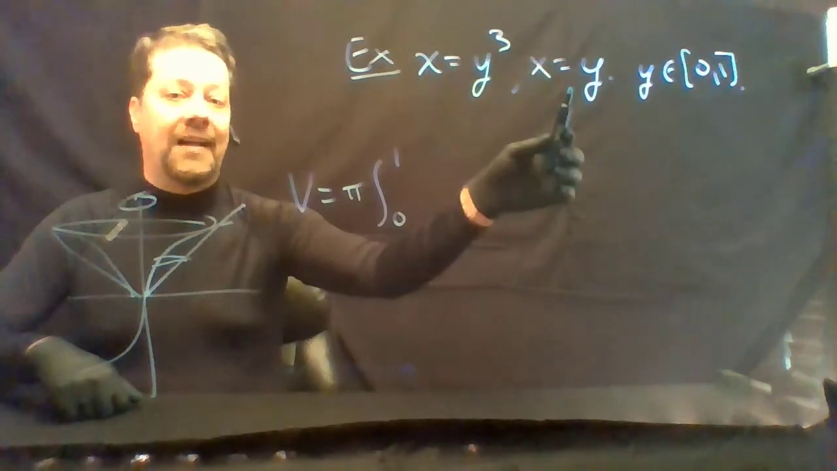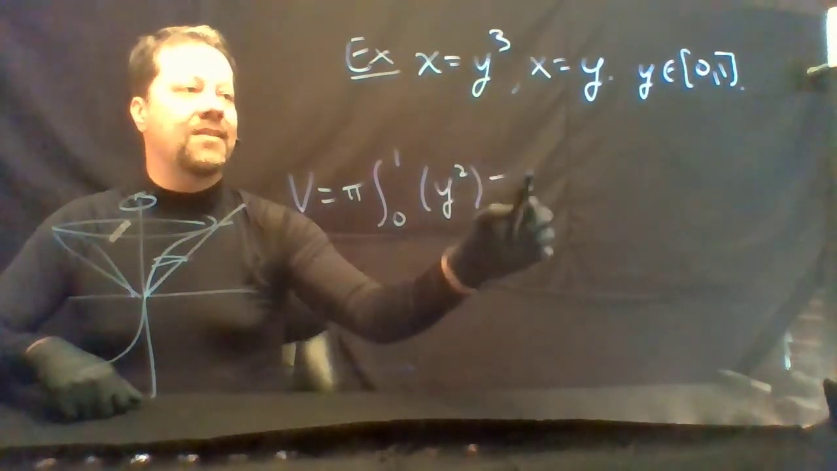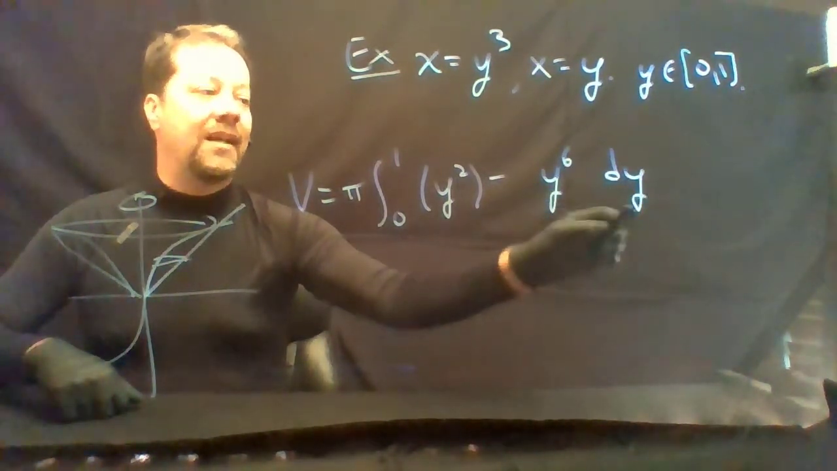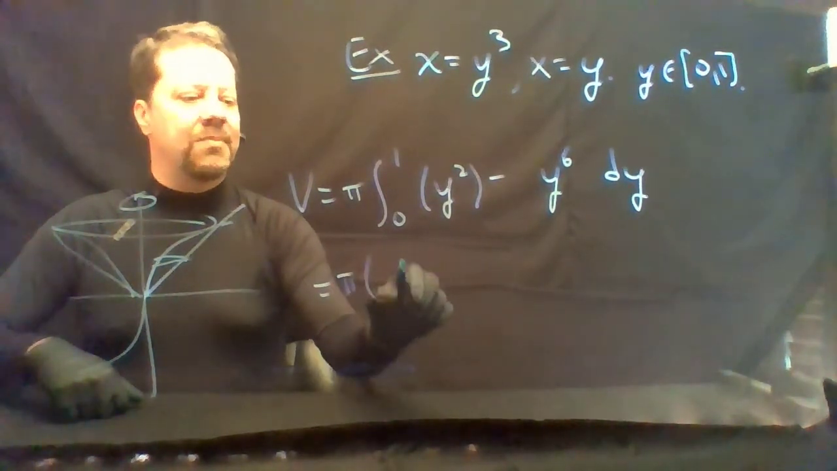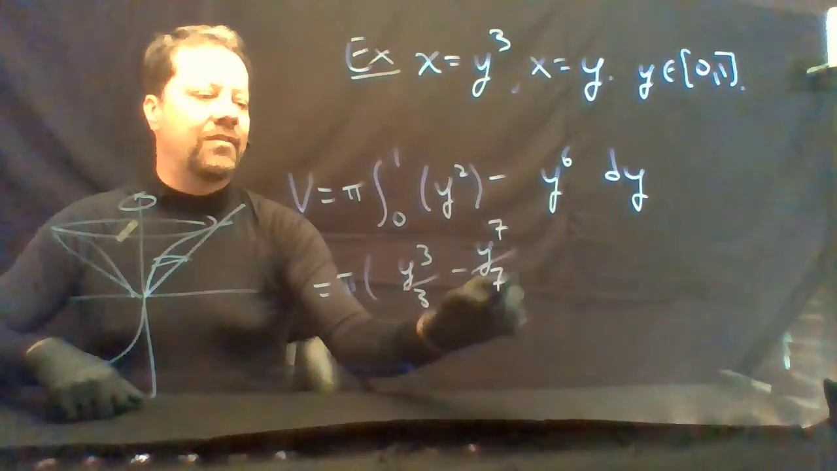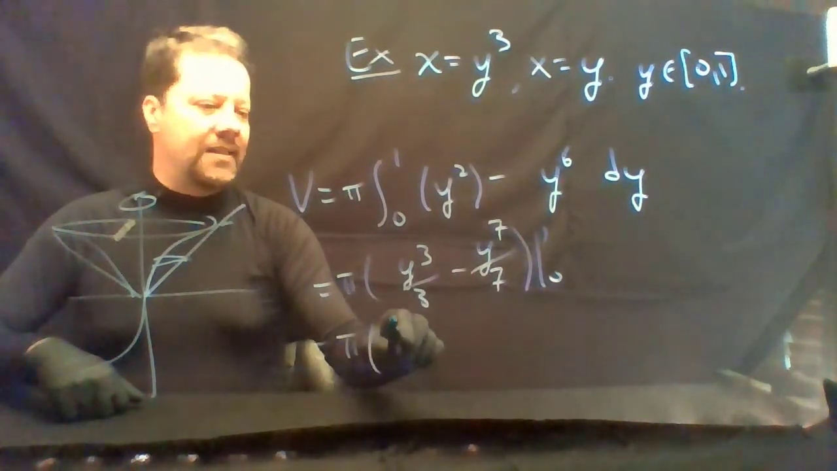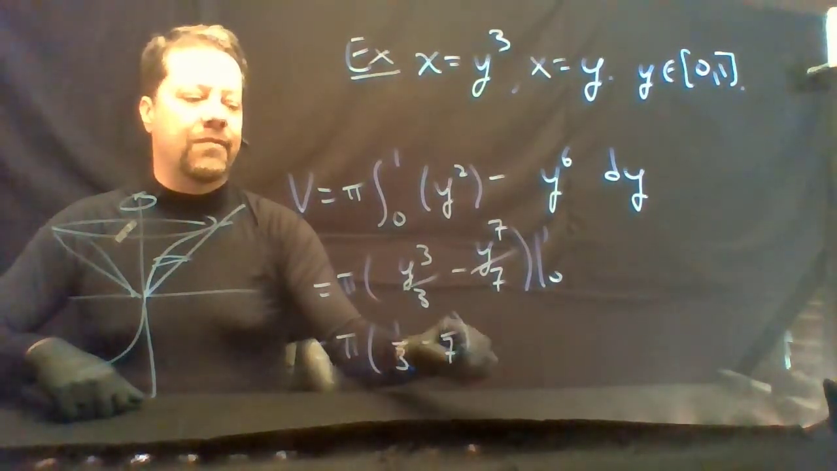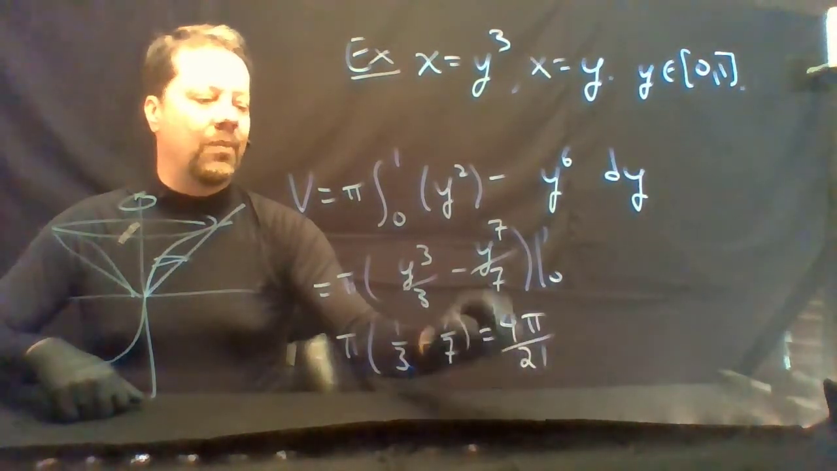We'll take outer curve squared minus inner curve squared, and it's dy this time. So it's pi times y cubed over 3 minus y to the 7th over 7, evaluated from 0 to 1. Pi times 1/3 minus 1/7. 7 minus 3 is 4/21, so it's 4 pi over 21.